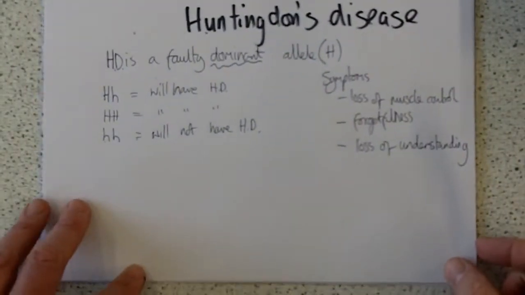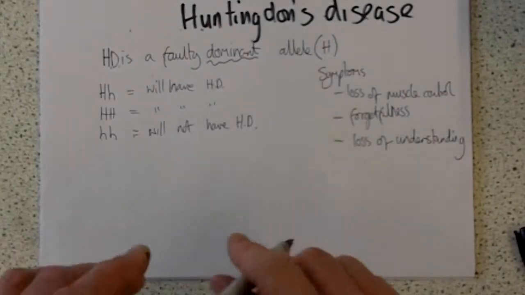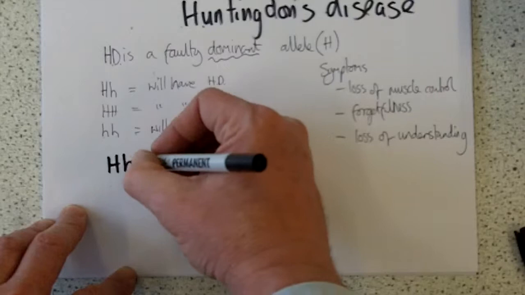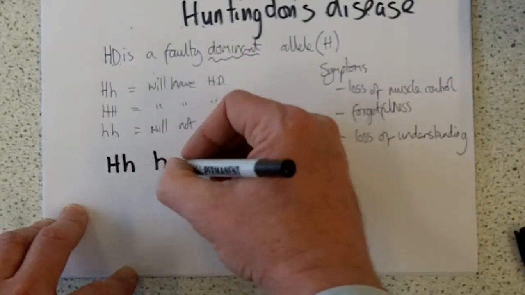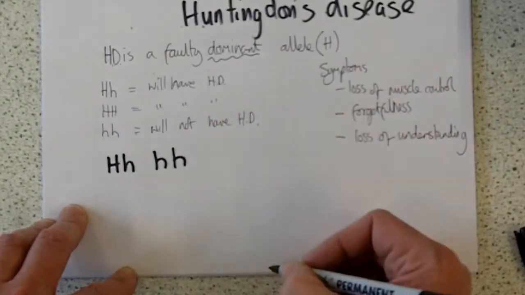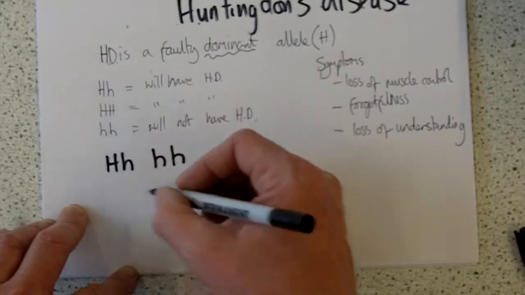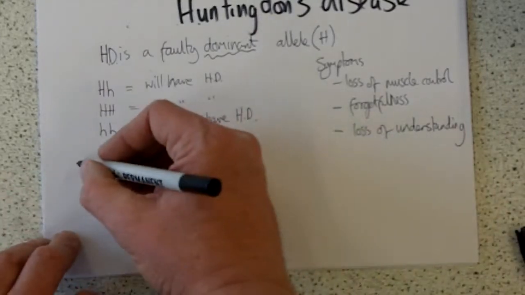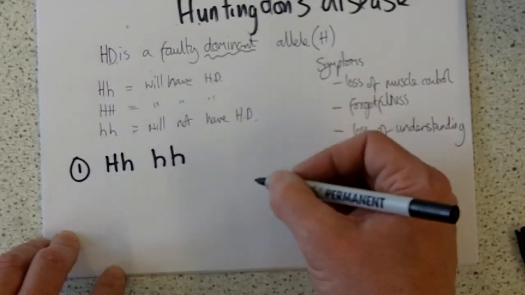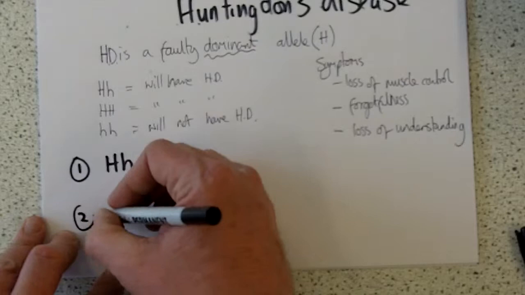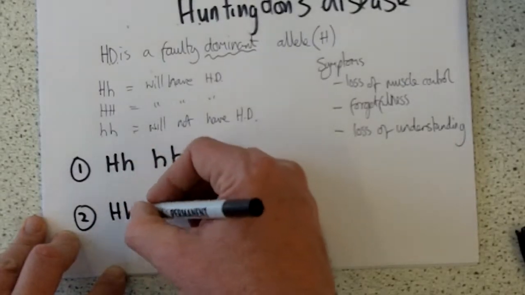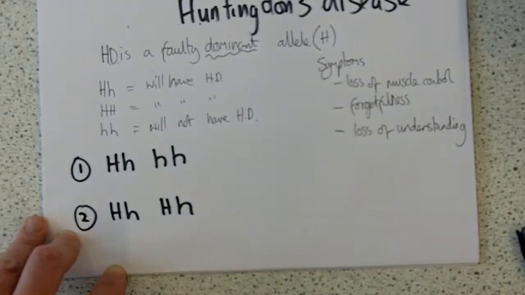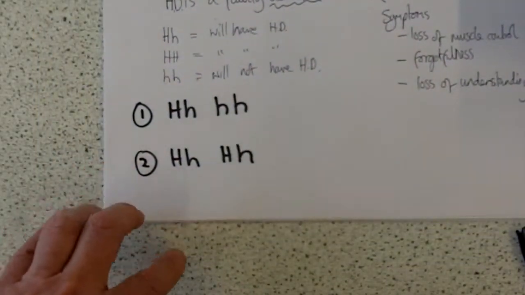So, using your knowledge of Punnett squares, why don't you try out the following Punnett squares? Let's imagine that one parent has Huntington's disorder and the other parent does not. So I want to know what is the percentage chance of the offspring having Huntington's disorder, and number two, what is the likelihood in this case? So two to try, two Punnett squares to make.